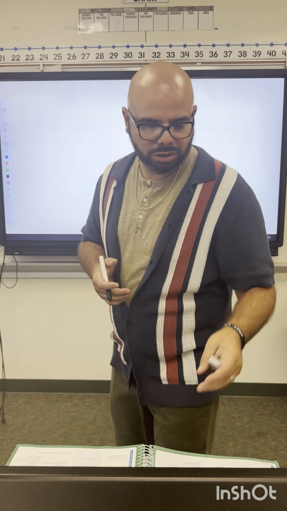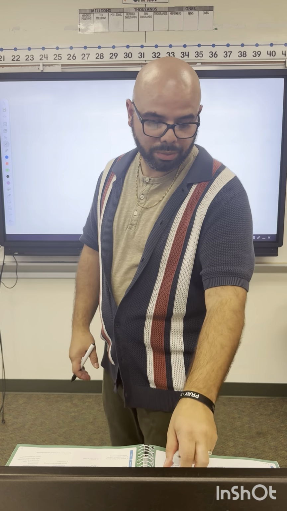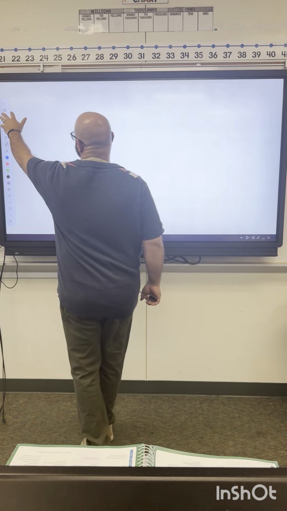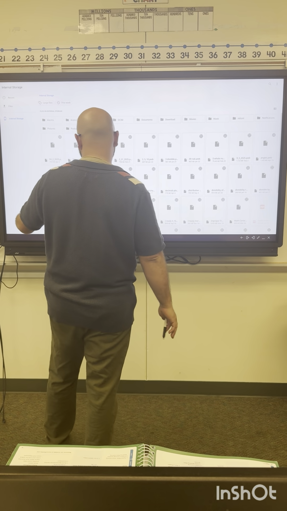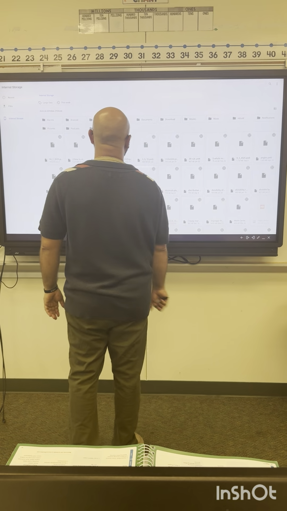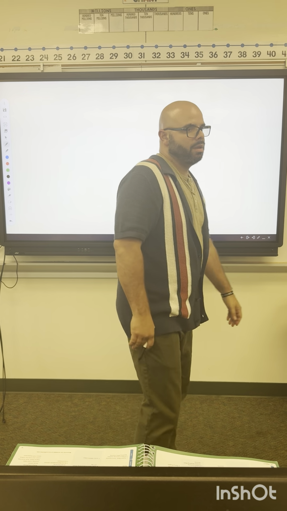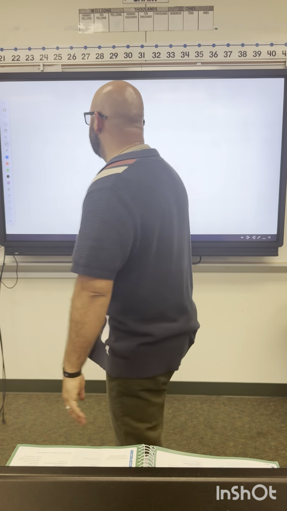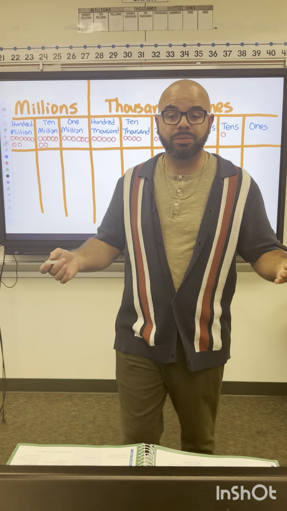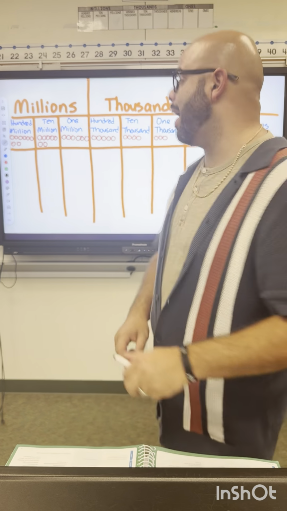So let's get into reading and writing numbers through 1 million, right? I literally built a place value from scratch. In the book, it's going to tell them that the place value has periods. Instead of periods, I broke it down to families because it's more relatable. So I pretty much built a place value from scratch, okay?